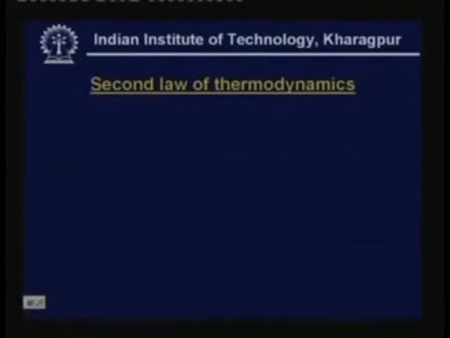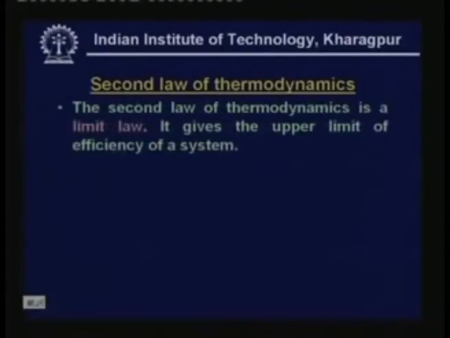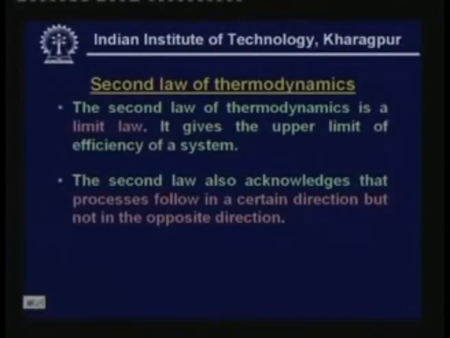Now, let us come to the second law of thermodynamics. The second law is a limit law and it gives the upper limit of efficiency of a system. That means it tells you, under the existing circumstances, what is the maximum possible efficiency that you can think of. So, it sets an upper limit on the possible efficiency of any device or system, and it also decides the direction of the process. That means the second law says that certain processes take place only in a certain direction and cannot take place in the reverse direction.